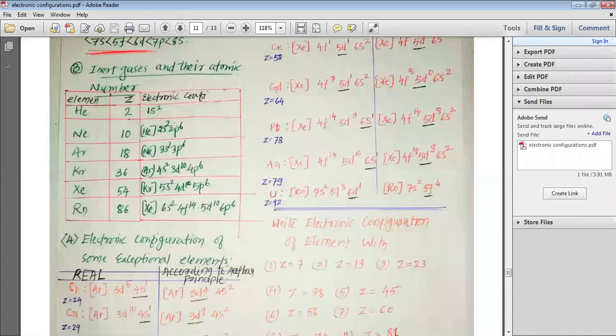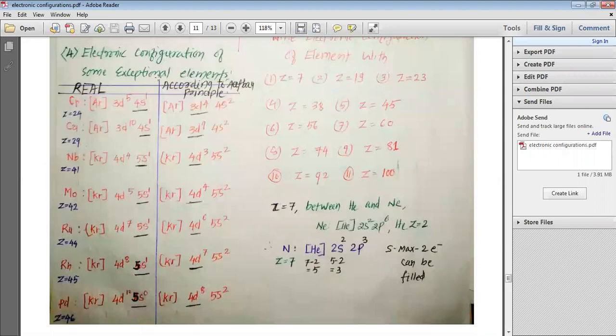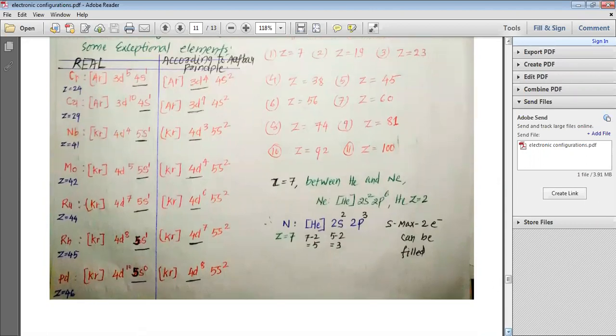This electronic configuration of the inert gases is going to be your guiding light for writing the electronic configuration of any element. At the same time, you should know the electronic configurations of some exceptional elements. You must learn these by heart. So let us look at the various exceptional elements where they have exceptional electronic configurations.